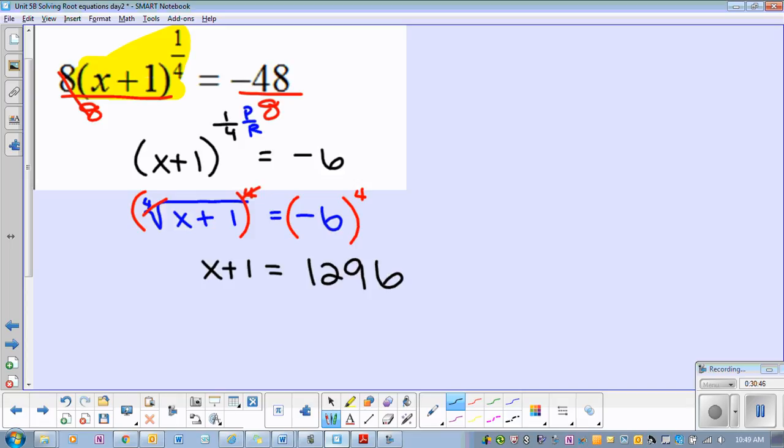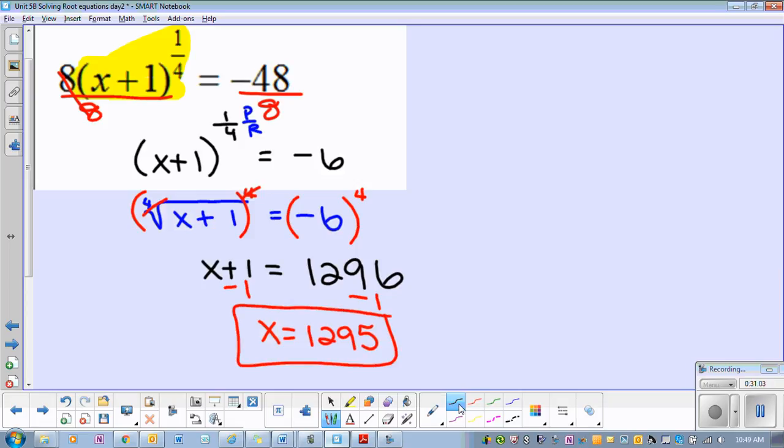$1,296. Good. Now how do I solve for x? Good. Subtract the 1. So they're saying x equals 1,295. Is this true? Is this a solution? Let's check.